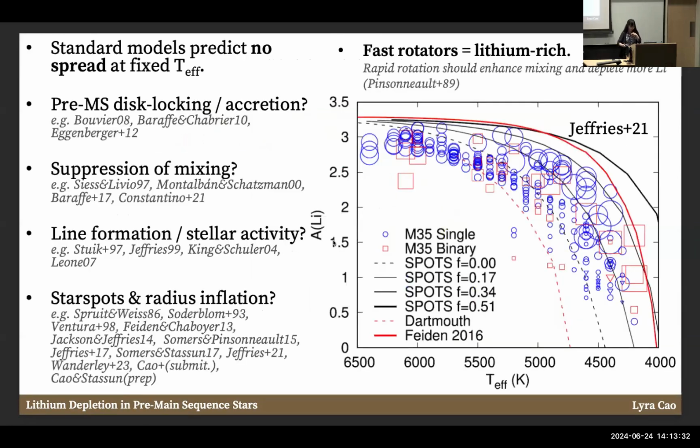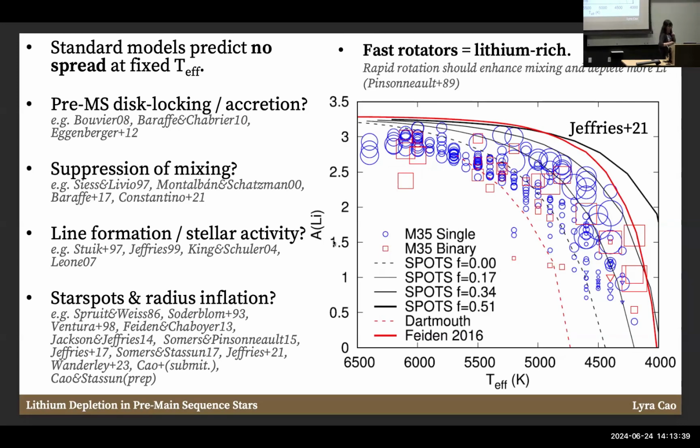They're lithium rich. Now, keeping in mind that the standard models predict no spread at fixed TEV, and the fast rotators are lithium rich, this kind of contradicts our expectations of what rapid rotation ought to do, because rapid rotation ought to, from first principles, enhance the mixing and deplete more lithium. So there have been a whole host of different explanations that people have given in the literature to try to explain why we see this spread in all these young clusters.